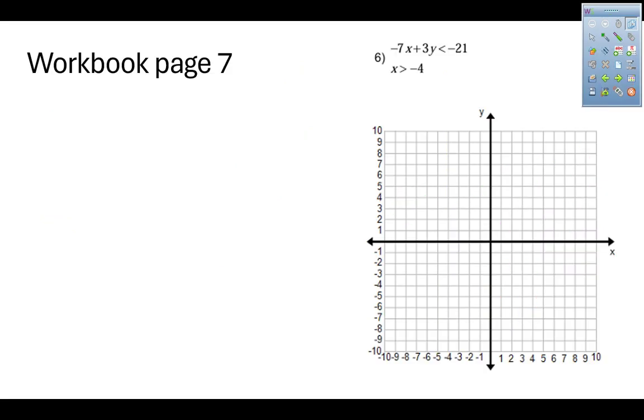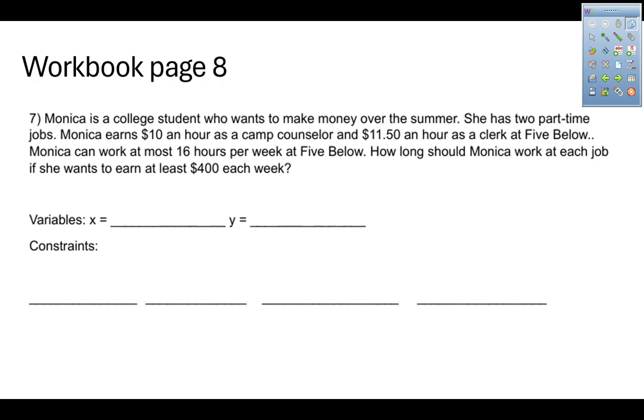The last thing in linear programming that you're going to need to remember for your final is how to define variables and constraints. So first thing you do is you read through the example. This one says, Monica is a college student who wants to make money over the summer. She has 2 part-time jobs. Monica earns $10 an hour as a camp counselor and $11.50 an hour as a clerk at Five Below. Monica can work at most 16 hours per week at Five Below. How long should Monica work at each job if she wants to earn at least $400 a week?